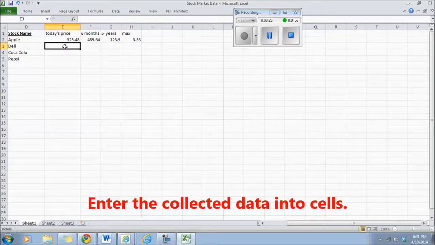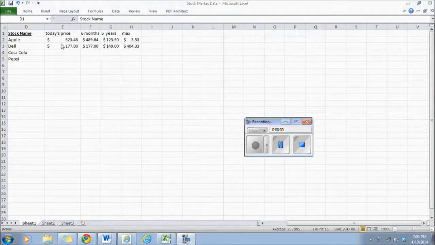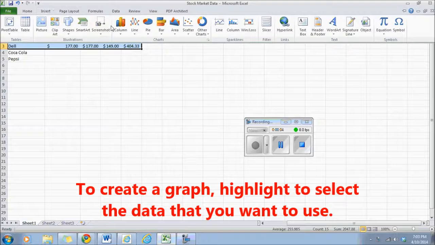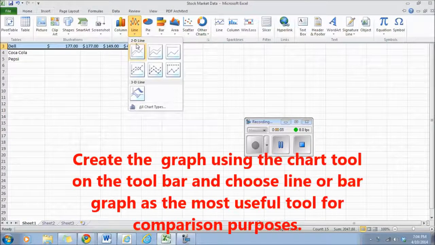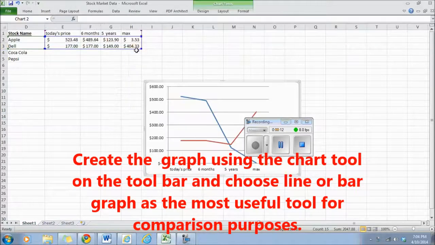And then we're going to fill in the Dell information. By going over to insert, we can decide what chart we want. Let's try a line chart to compare the two companies. There we go. It looks good.